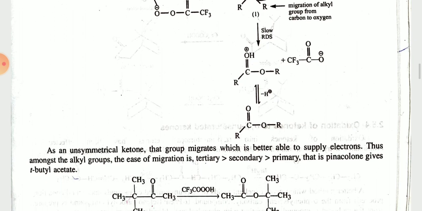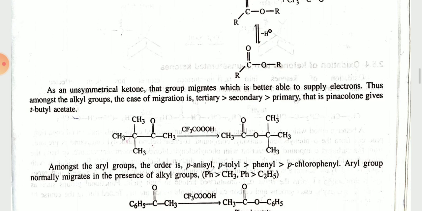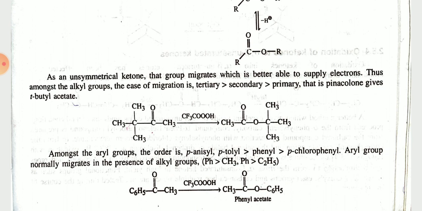In an asymmetrical ketone, the group that migrates is the one better able to supply the electron. Thus amongst the alkyl groups, the order of migration is tertiary, secondary, and primary. Okay, so pinacolone gives tertiary butyl acetate. Okay, you can see another example of migration of the group. It is a pinacol reaction also, pinacol rearrangement also.